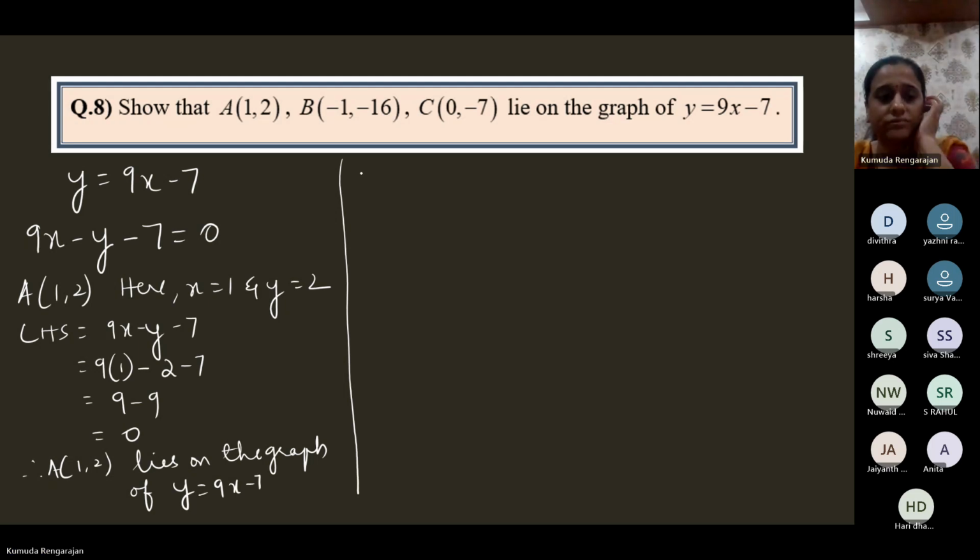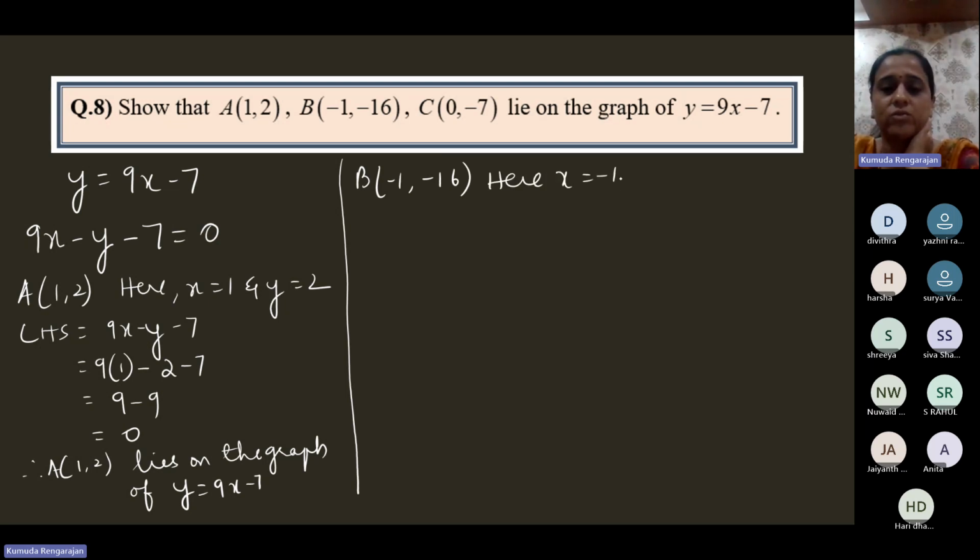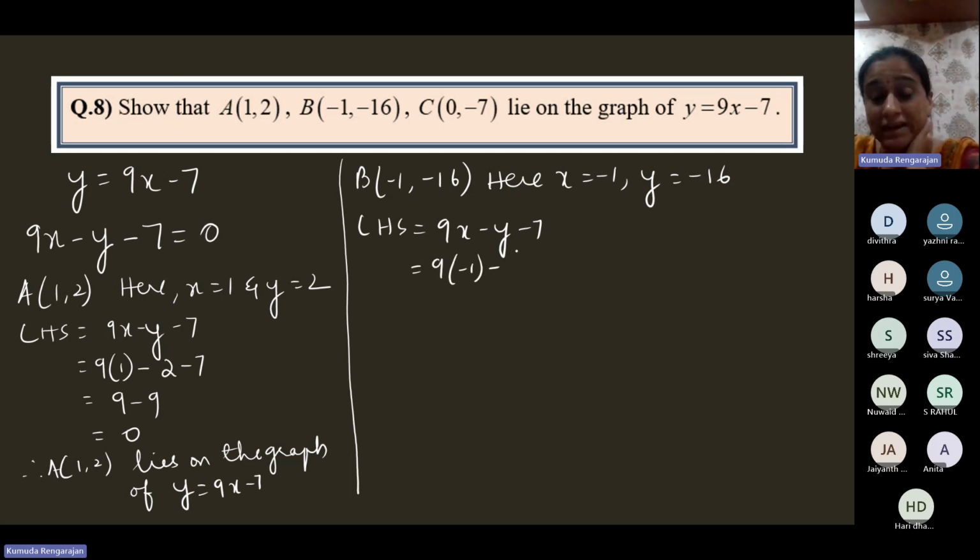Next, B is minus 1 comma minus 16. So here x is equal to minus 1, y is equal to minus 16, right? LHS is 9x minus y minus 7, that is 9 into minus 1 minus y, which is minus 16, minus 7. Be careful while substituting 9x, 9 into minus 1.